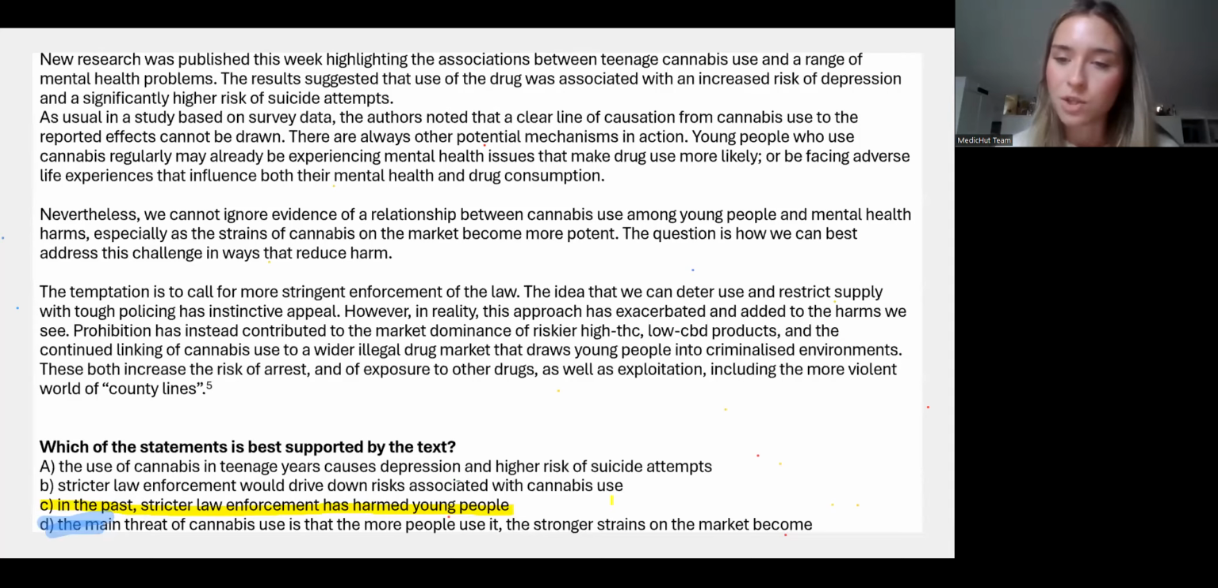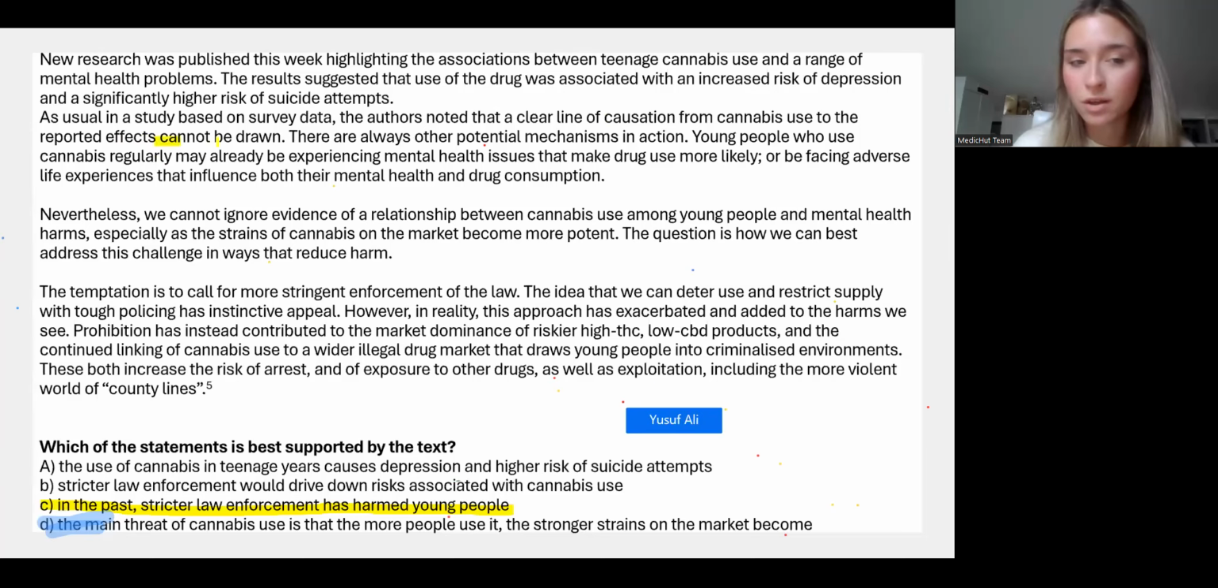With regards to the other answer options, A is untrue because correlation does not necessarily equal causation, and this is explained in the second paragraph. So A says that cannabis in teenage years causes depression and high risk of suicide. It says here that the results suggested that the use of the drug was associated with an increased risk of depression and suicide. However, later on, it says that, as usual in a study based on survey data, the authors noted that a clear line of causation cannot be drawn. And therefore, that says that the first point will be false. B is a little bit subjective: stricter law enforcement would drive down risks associated with cannabis use.